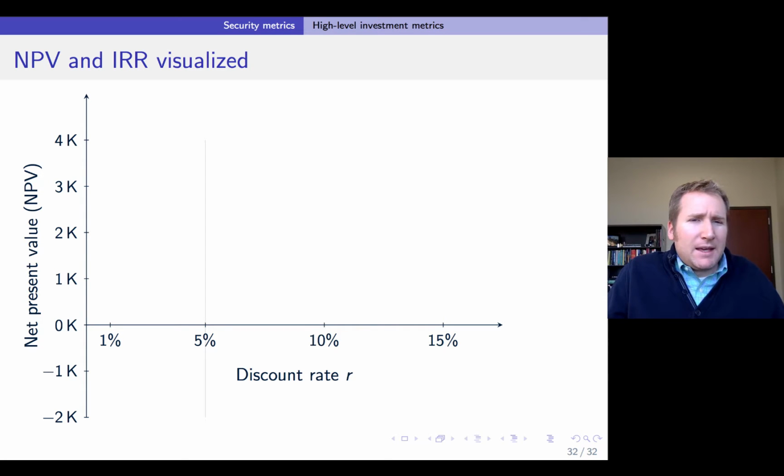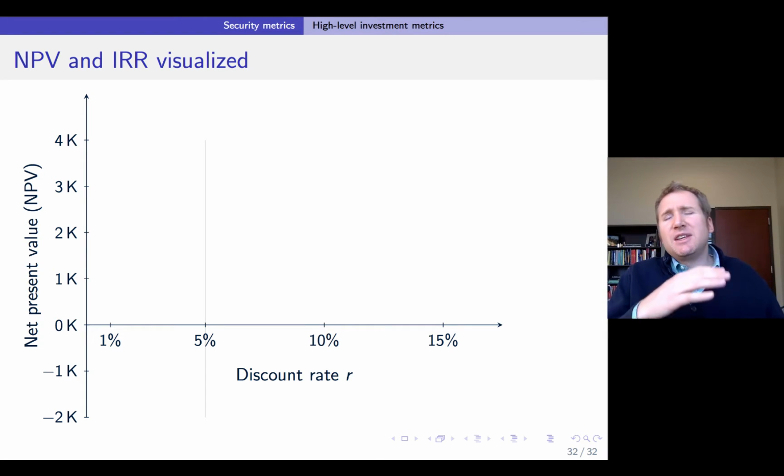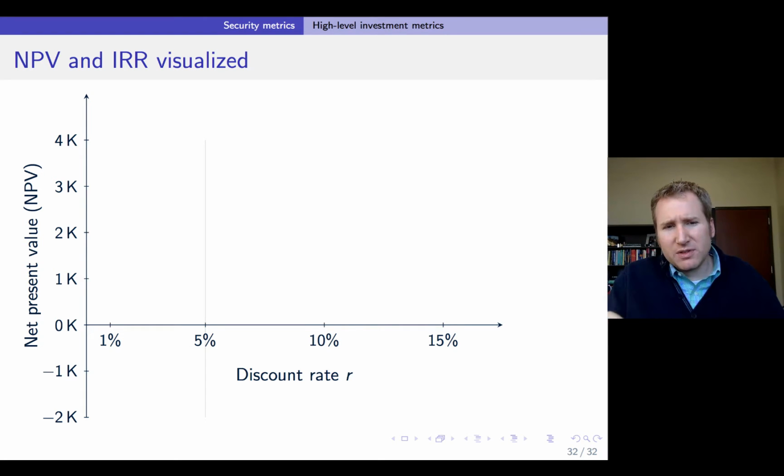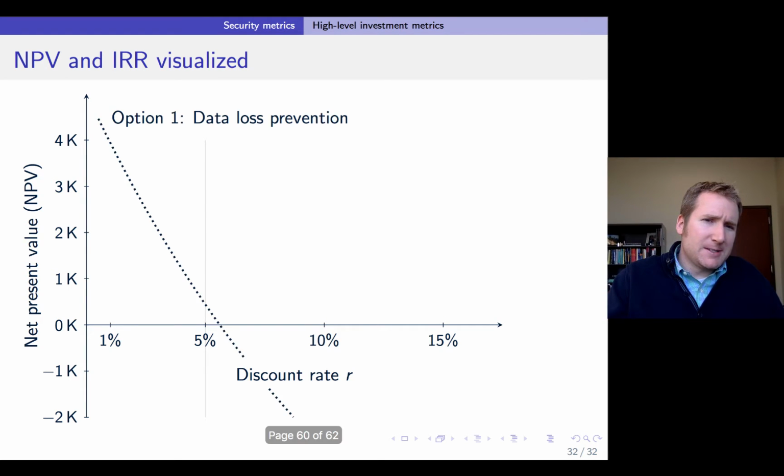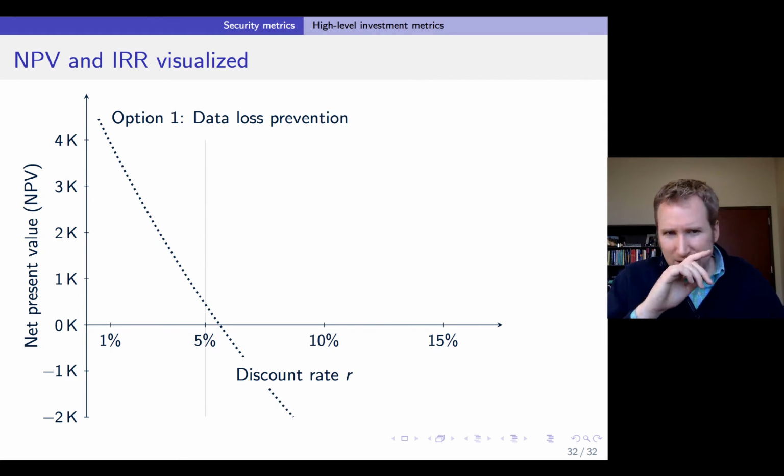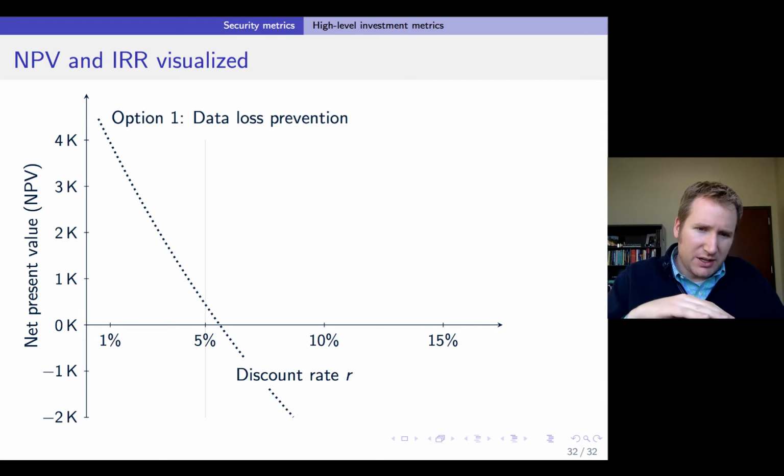Now, the last slide here, we will visualize the continuum of possible values for the different solutions for each of the cases. So option 1 is data loss prevention. What we're plotting here on the x-axis is the discount rate. If we vary the discount rate, that changes what our net present value is, which is what's on the y-axis. So this makes sense: as the discount rate gets higher and higher, your net present value goes down.